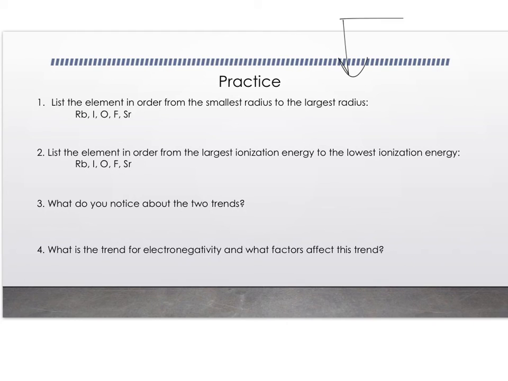So if we write R, radius, we're increasing going down and then decreasing going to the right. So the smallest radius, that would be your fluorine, because it is to the upper right hand corner. Oxygen is right next to it, going to the left direction, so it would just have a greater radius.